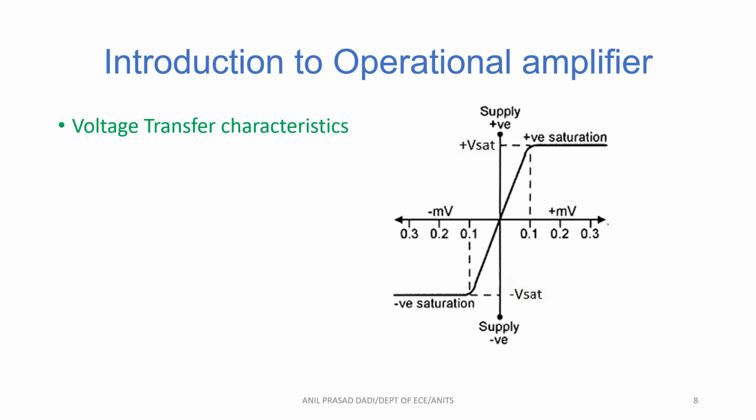Let us consider the voltage transfer characteristics. Voltage transfer characteristics means a graph plotted between input voltage on the x-axis and output voltage on the y-axis. It is to be understood here that the input is in terms of millivolts and the output is in terms of volts.